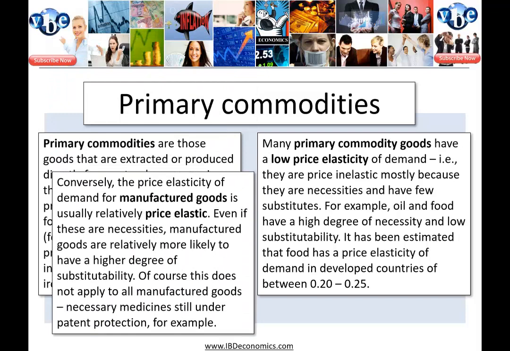And the price elasticity of demand for manufactured goods is relatively price elastic. So even if these goods are necessities, they're likely to have a relatively higher degree of substitutability. It doesn't apply to all manufactured goods. Medicines are a necessity and are still under patent protection. So a couple of things there to consider in regards to price elasticity of demand and primary commodities, manufactured goods. Thank you.